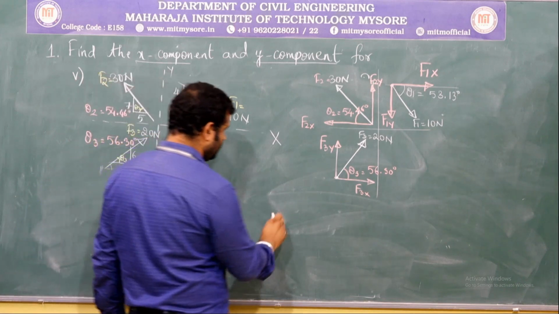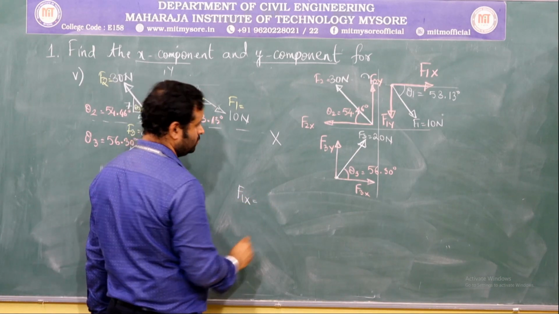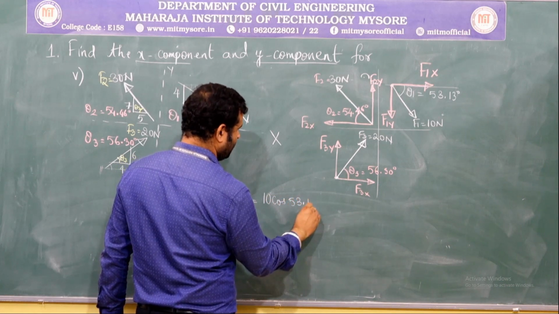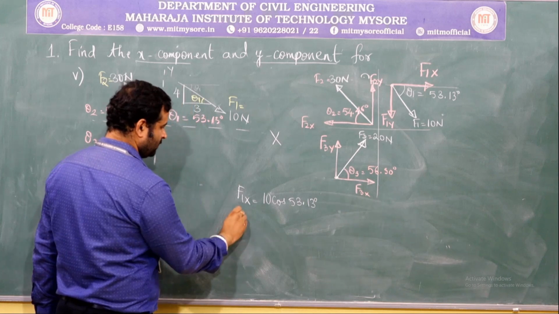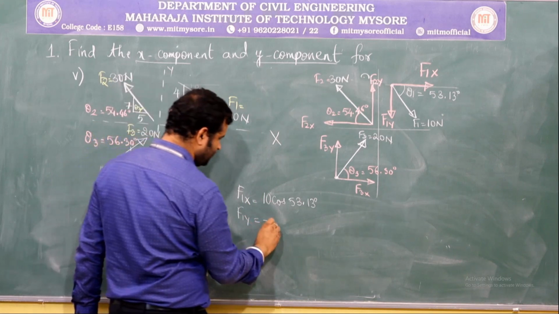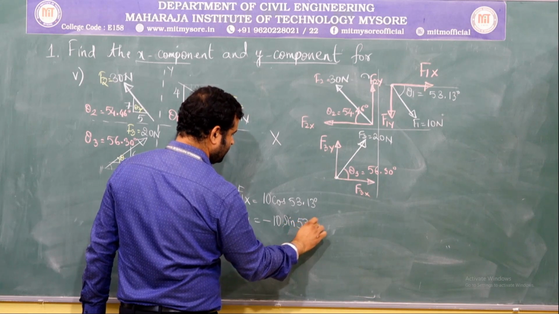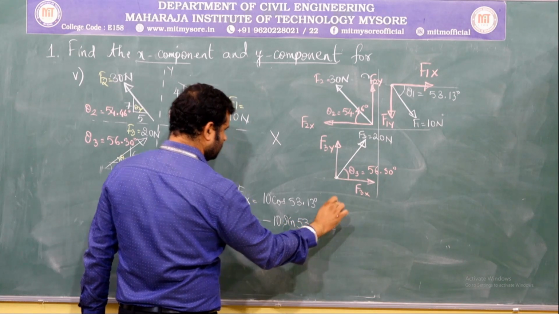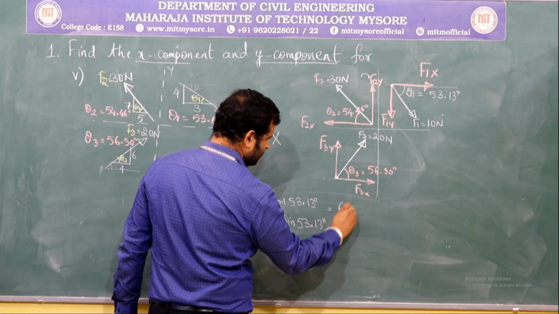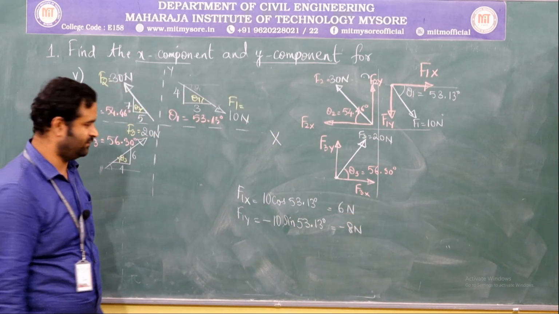So I can write F1x is equal to 10 cos 53.13 degrees. F1y is equal to, since it is acting downwards, minus 10 sin 53.13 degrees. That is equal to 6 Newton and minus 8 Newton. This is F1x and F1y.